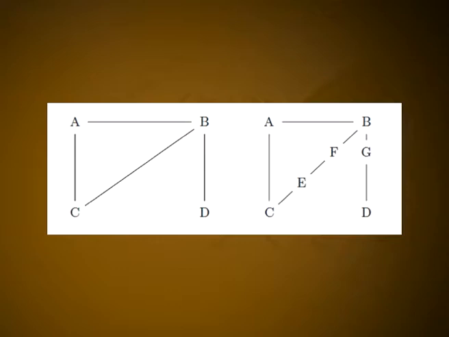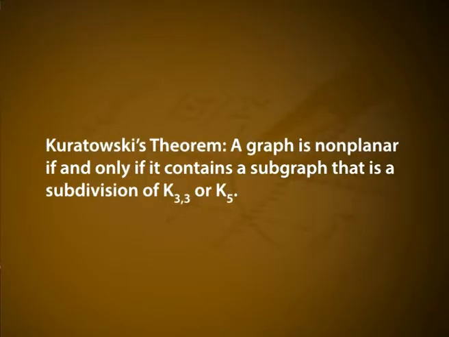For example, in the figure shown on the screen, the right hand graph is a subdivision of the left hand graph. For many years, mathematicians tried to characterize planar and non-planar graphs. This problem was finally solved in 1930 by the Polish mathematician K. Kuratowski. The theorem is like this: a graph is non-planar if and only if it contains a subgraph that is a subdivision of K33 or K5. This was proved in 1930 by Kuratowski, and the proof is apparently somewhat difficult. So, we will just see how to apply it.